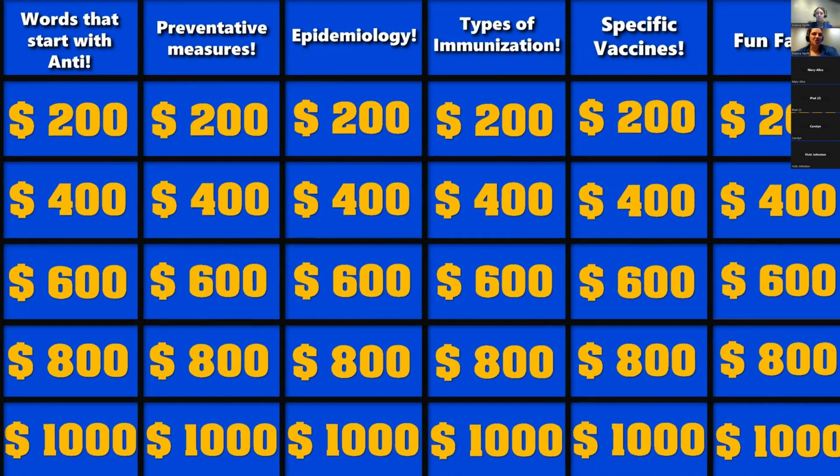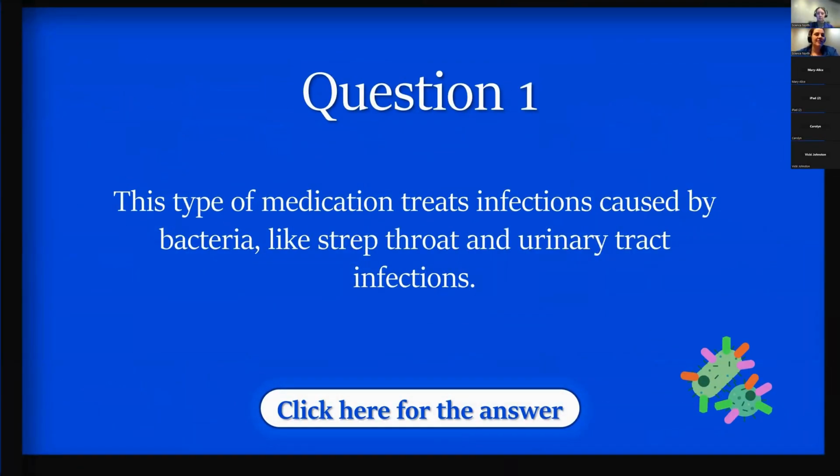So the first question is, this is a type of medication that treats infections caused by bacteria, like strep throat or urinary tract infections. So what is this word that starts with anti something? If you wanted to, you can write your answers in the chat, which would be interesting, I'd like to see what you think. You're more than welcome to answer those or put those in the chat.